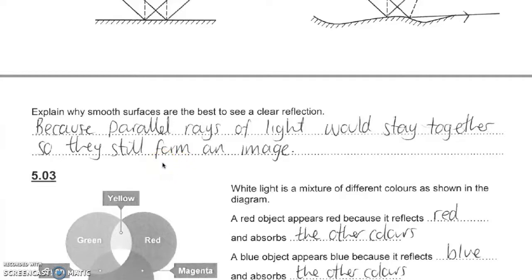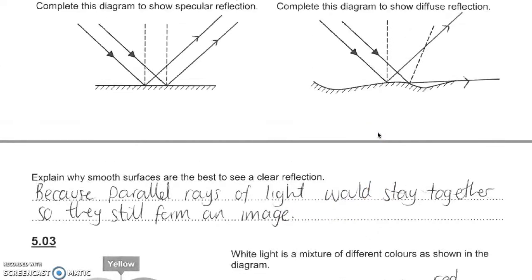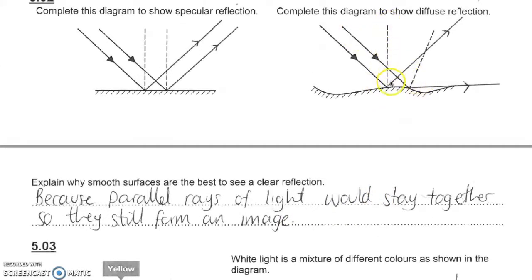So explain why smooth surfaces are the best to see a clear reflection. Well, because the parallel rays of light would stay together, so they still form an image. Okay, so a clear image, and it won't be blurry. If you look at this diagram here, the reflected rays are not parallel. Therefore, the image that you see will probably be blurry or distorted in some way.